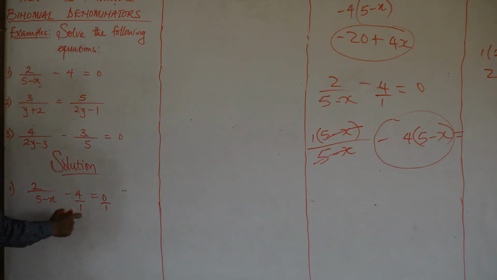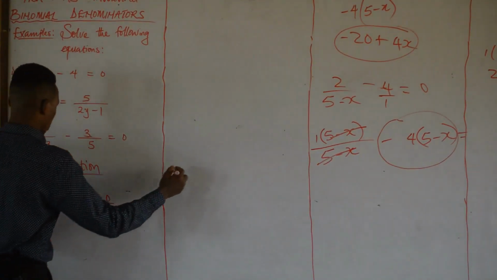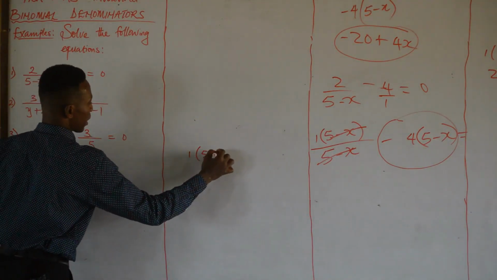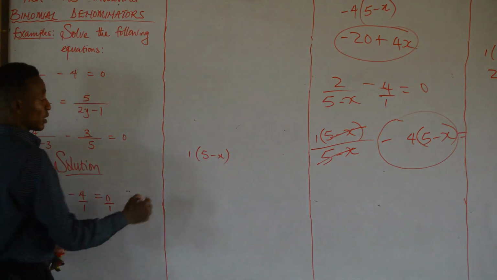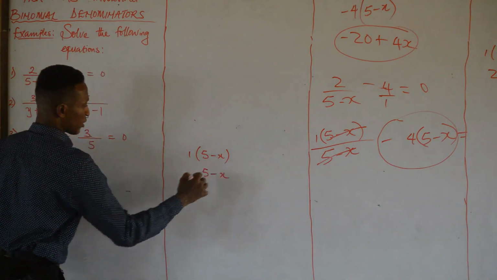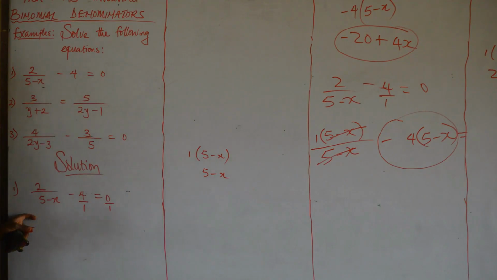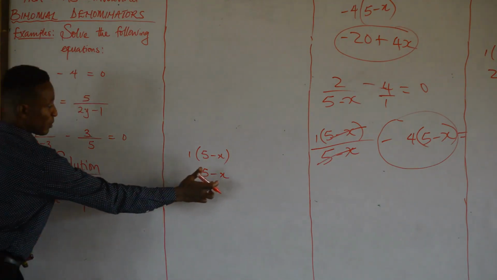Now, if this is 5 minus x and 1, when you bring it out, the LCM will be the multiplication of 5 minus x and 1. And then when we did it, we got 1 into bracket 5 minus x. When you multiply it, it's still the same thing as 5 minus x. So we now decided to multiply each value by this LCM that we have gotten.